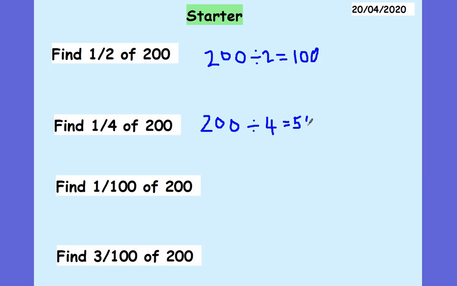For the third one, I've got 1/100th of 200. 200 divided by 100 just gives me 2. And for the last one, I said find 3/100ths of 200. If I know that 1/100th of 200 is 2, 3/100ths is just going to be 2 multiplied by 3, which is going to give me, what, Logan? 6. Lovely, let's go into today's lesson.